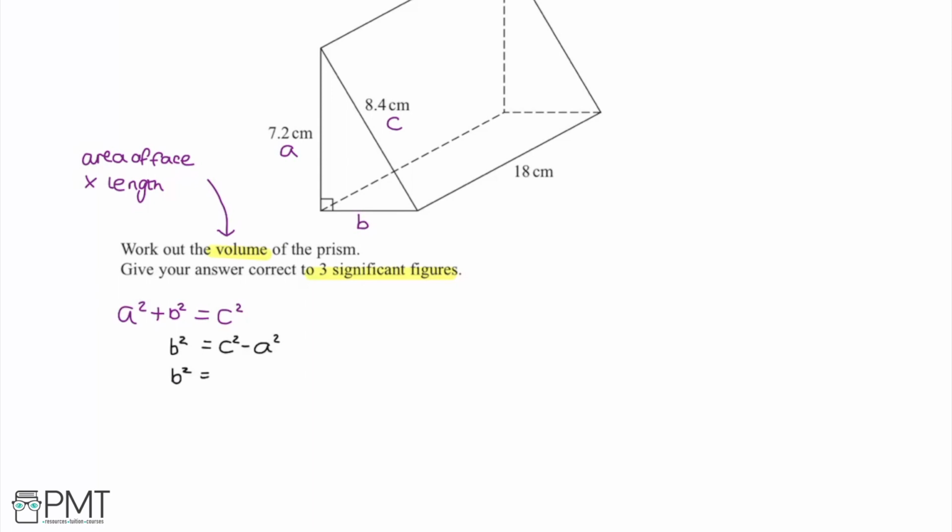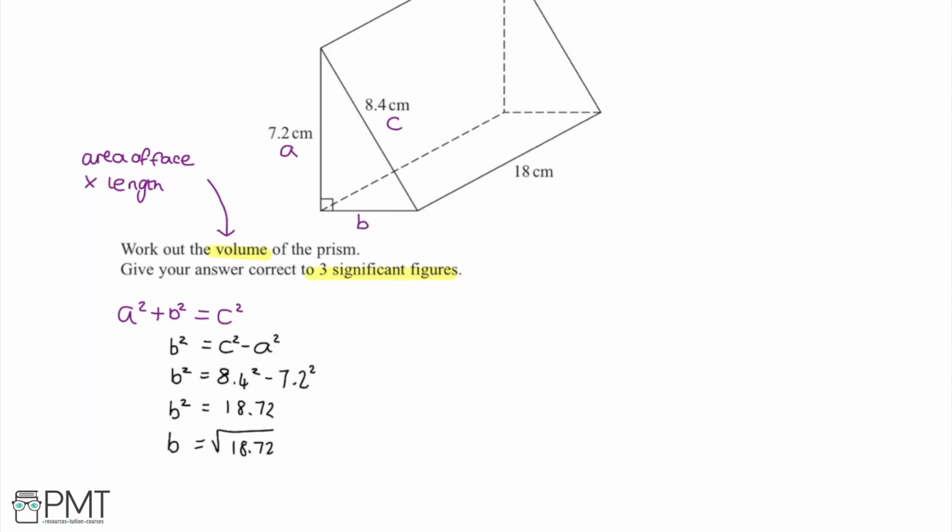And then I can substitute my values in. So if C is 8.4, I can take 8.4 squared, subtract A squared, which is 7.2 squared, and that leaves us with an answer of B squared being equal to 18.72. And then to find B, I can just square root both sides. So B is equal to the square root of 18.72. And I'm just going to leave it in this form to work with for now, just to make sure that we're getting the right degree of accuracy and we aren't losing any decimal points here.